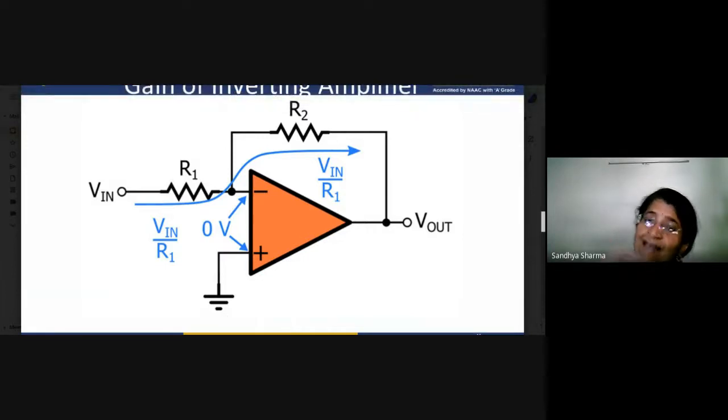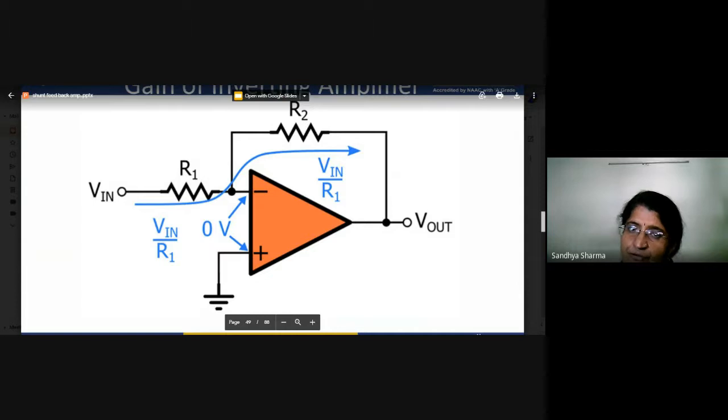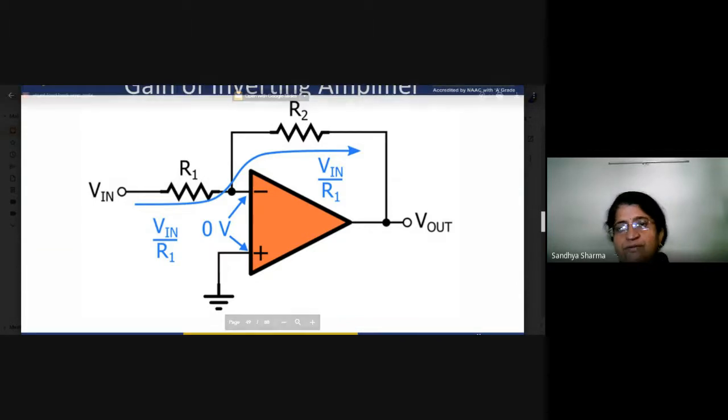There is another reason we can give for why current is not entering the negative terminal: we always say the input impedance of our operational amplifier is very high, 2 mega ohm or up to infinite resistance. So current will always prefer the low resistance path. So if current is flowing from this path, all the current will pass through the feedback path, and no current will enter this terminal.